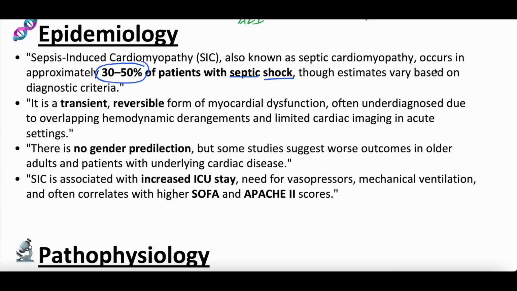Now, there is a lot of variability, and this is really important because there are several different definitions or diagnostic criteria for sepsis-induced cardiomyopathy, and which one of those definitions you use drives a little bit of the variability in how often this occurs, right? Because if your definition is very loose, this is going to occur more often in folks. If your definition is very stringent, it's going to occur less often. But that does not mean the disease is not there. It just means the way we are defining it is slightly different, which then drives some of that variability.